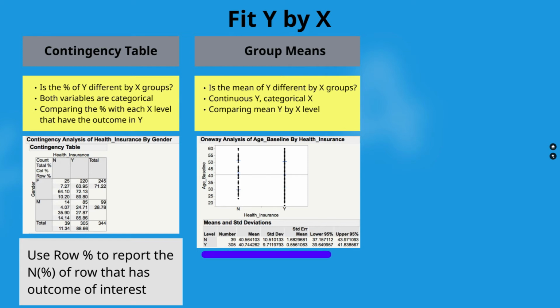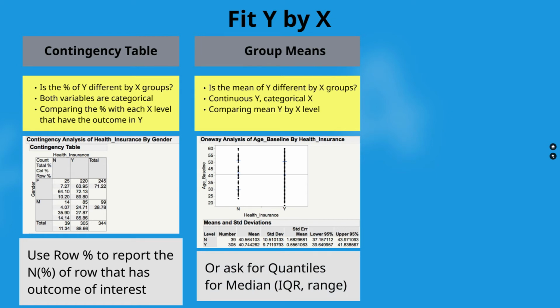Here you can see the means and standard deviations, and it's roughly similar. Those without health insurance have a mean age of 40.6 with a standard deviation of 10.5, and those with health insurance have a mean of 40.7 with a standard deviation of 9.7 years of age. Or you can ask for quantiles and report the median with the IQR or the median with the range, depending upon how the distribution of your age looks. In our case, we know that age was relatively symmetric, and so we would report the mean and standard deviations.